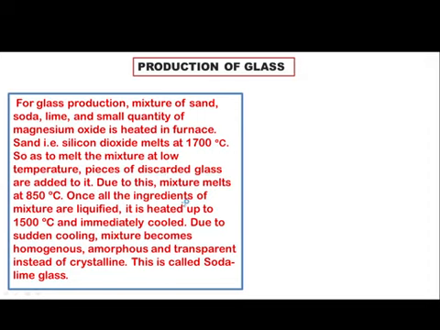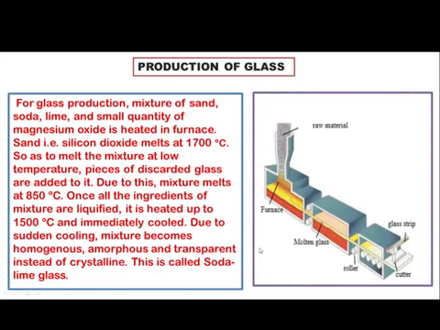Once all the ingredients of the mixture are liquefied, it is heated up to 1500 degrees Celsius and immediately cooled. Due to sudden cooling, the mixture becomes homogeneous, amorphous and transparent instead of crystalline. This is called soda lime glass. See this picture of how glass is manufactured in factories: raw material, furnace, molten glass, roller, cutter, and glass strip.